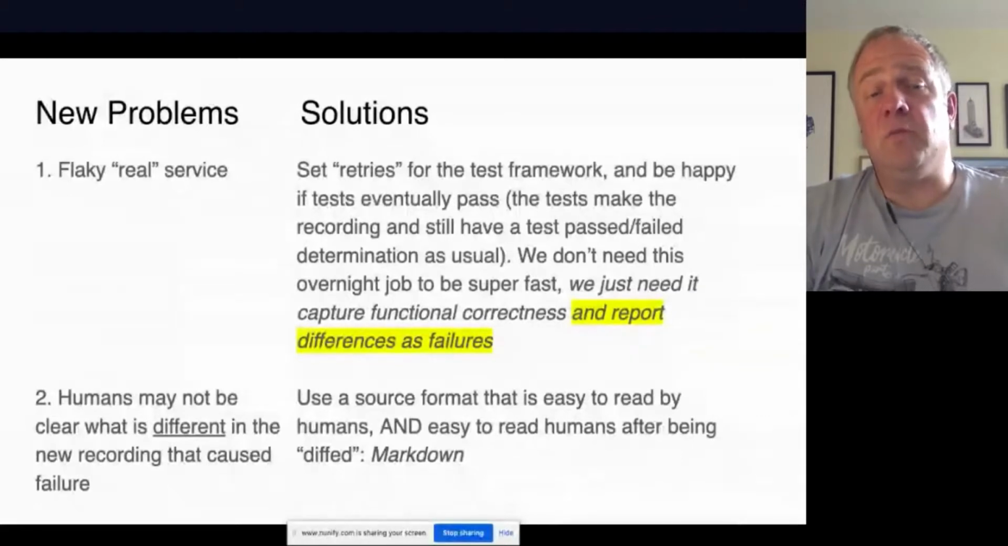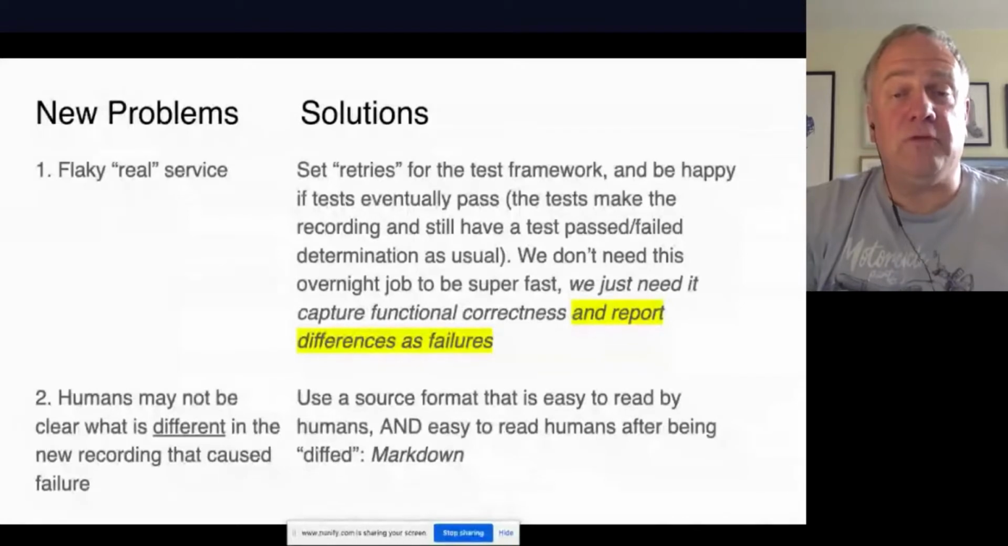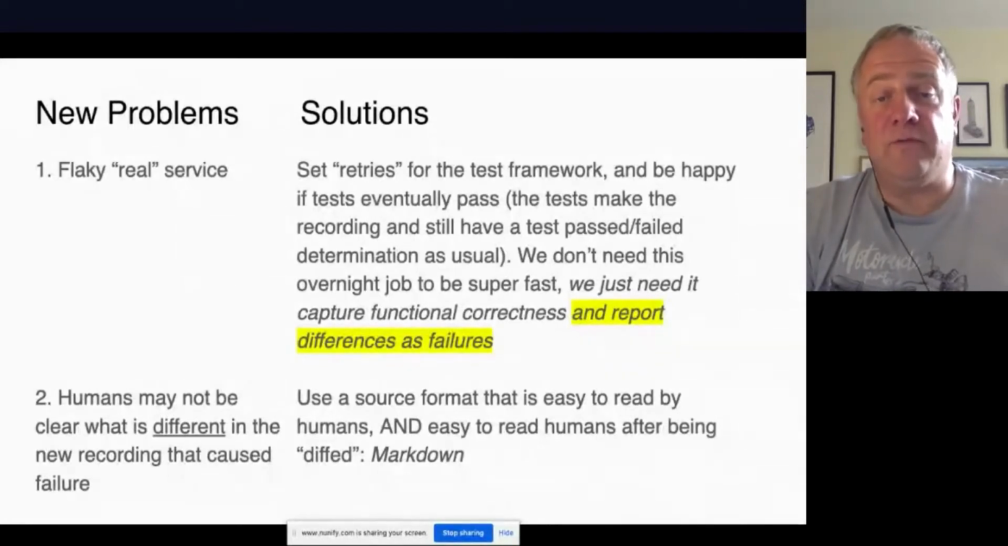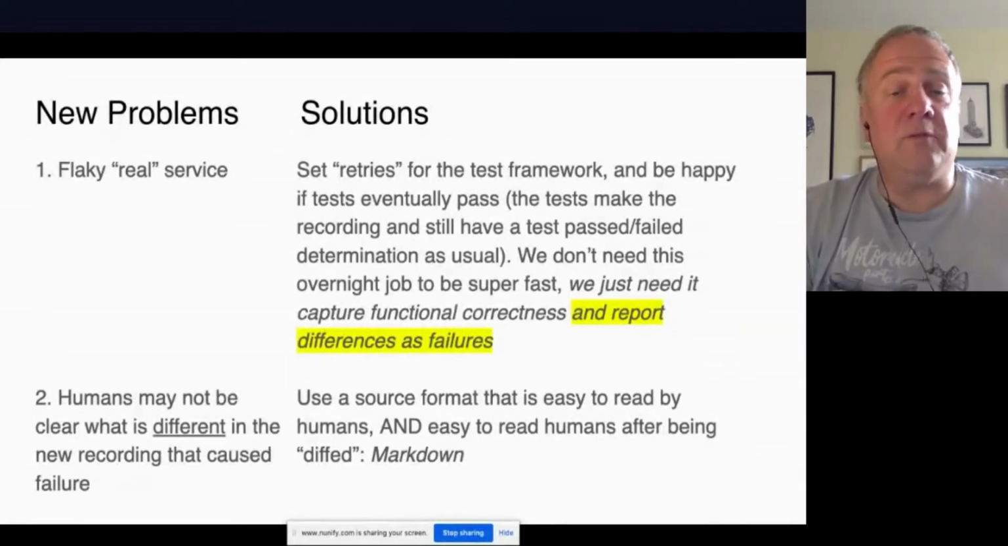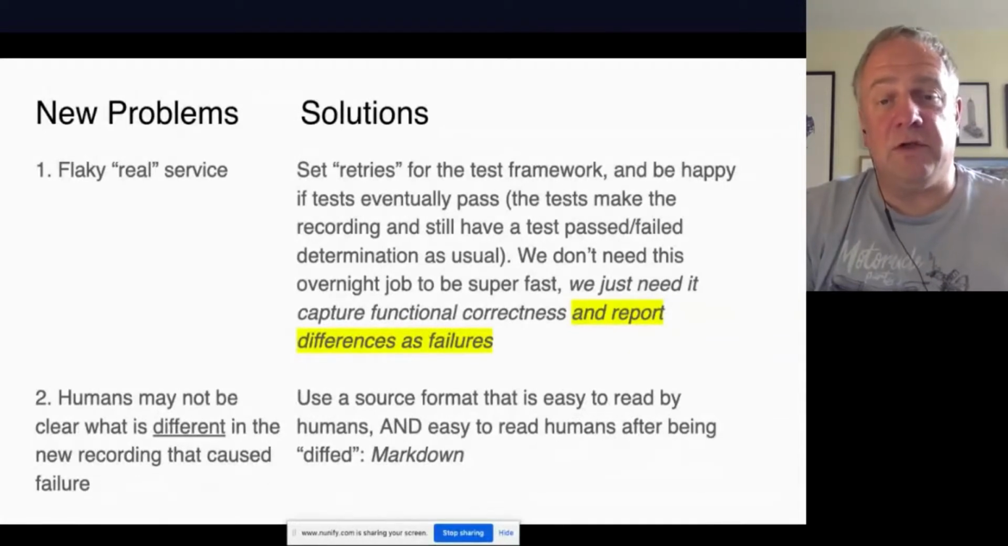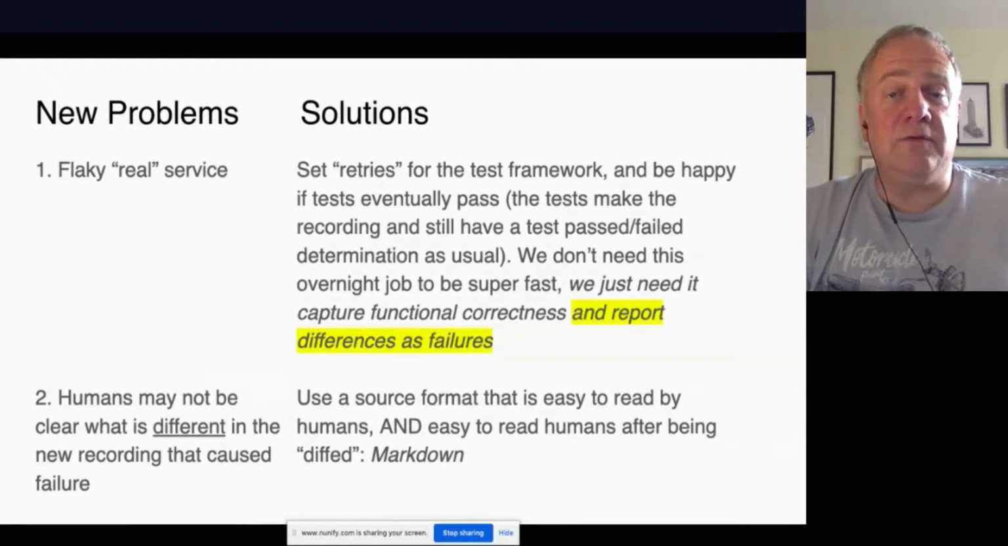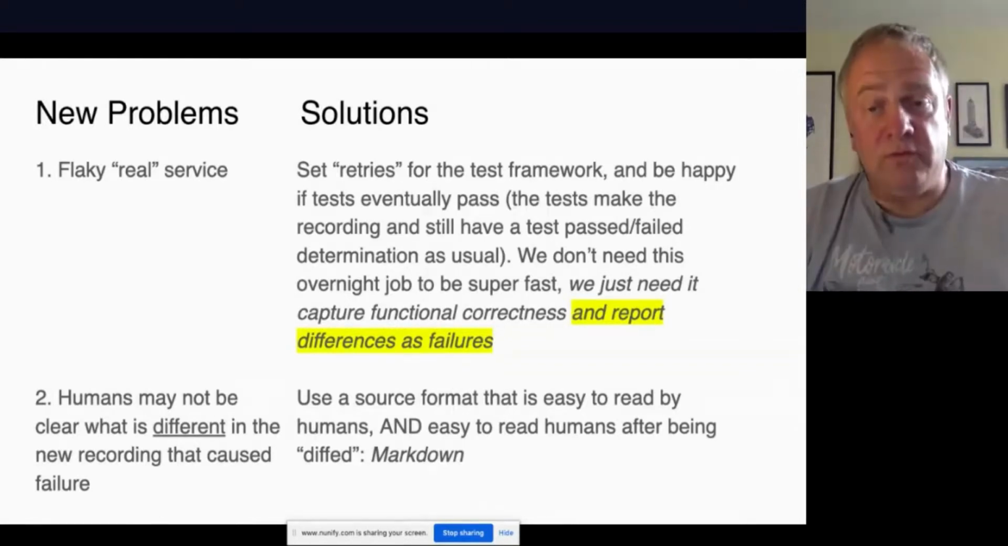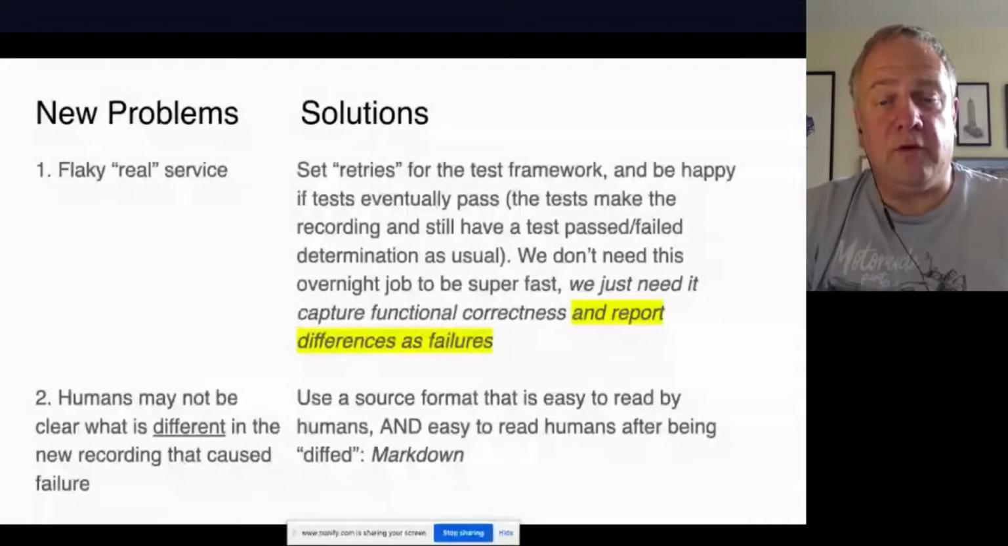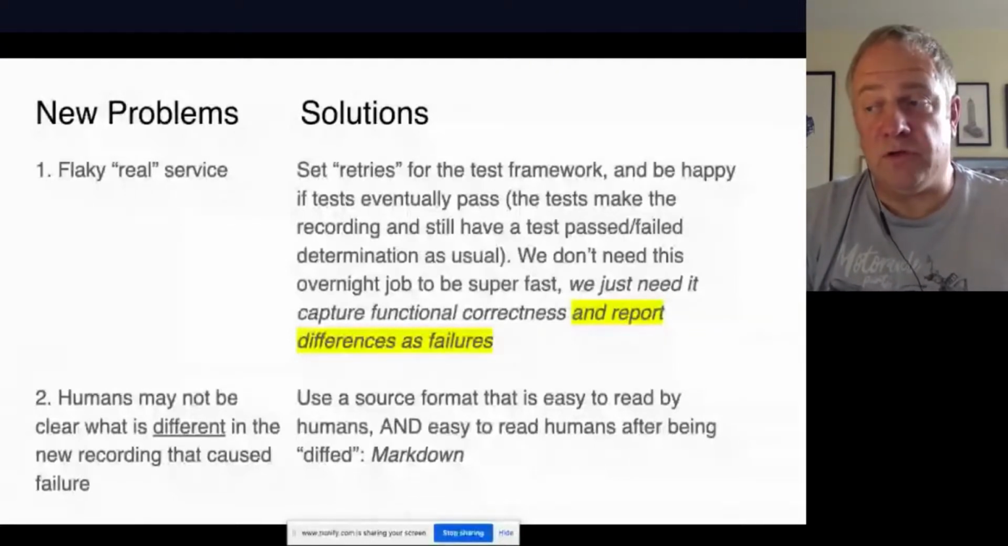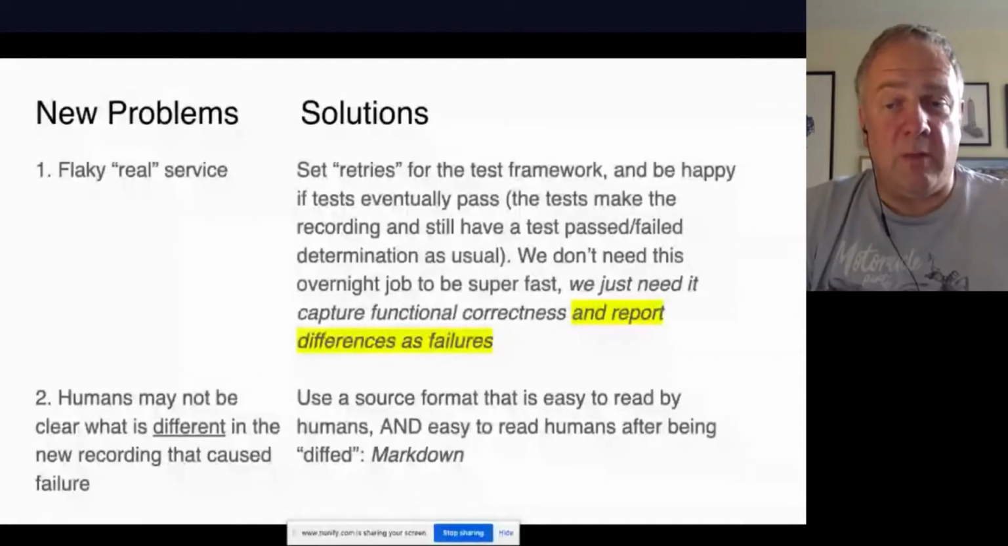And we have another new problem, which is that humans may not be able to tell what is broken when this job does fail and say, I couldn't re-record this because it's different. And that is because maybe these service virtualization technologies don't have the easiest reports to read. And the solution for that one is use a format of service virtualization that is easy for humans to read. And as importantly, for humans to diff between an old version that purportedly was correct and a new version which is different and potentially broken.